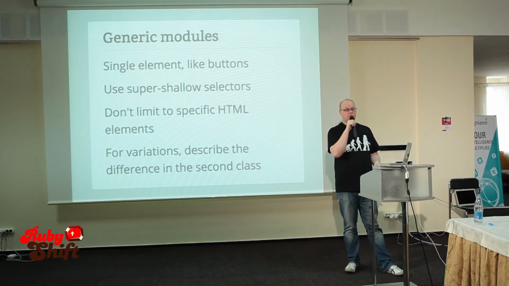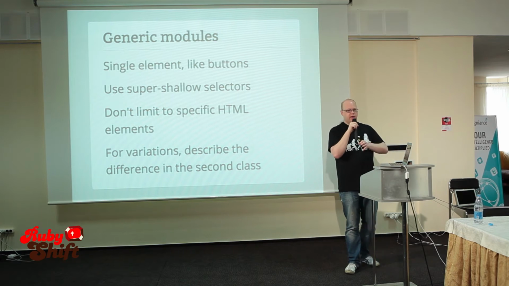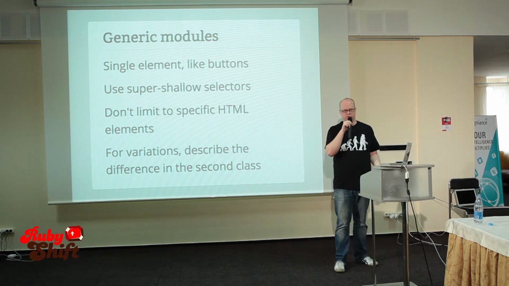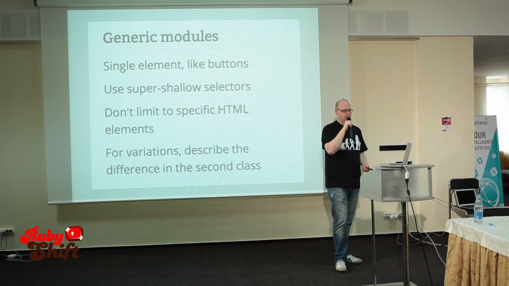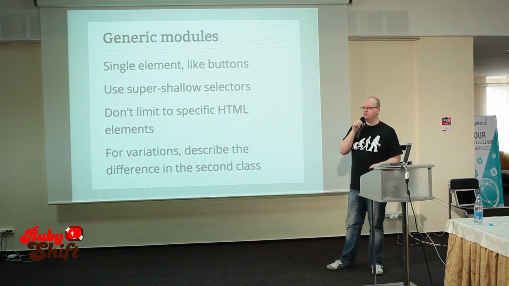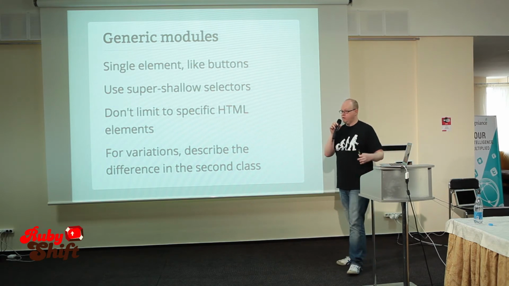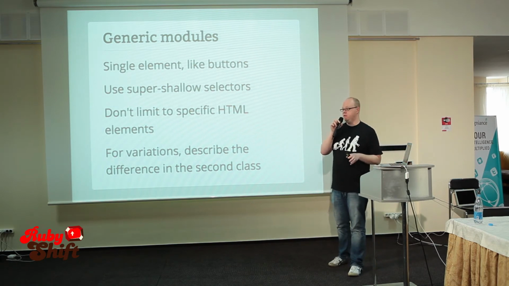Now you also have generic modules. Generic modules are things like buttons. You'll use them throughout your application, inside various other modules, and basically you never use them on their own. They're always in a certain context, in a sign-up form, in a blog post with a link to the full article. So for those, use super shallow selectors. Like I said, the longer a selector, the harder it is to override, and that's what we don't want for this. So just keep it super simple.